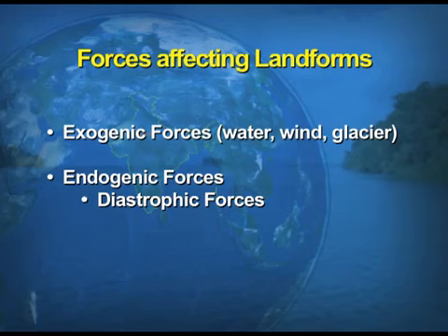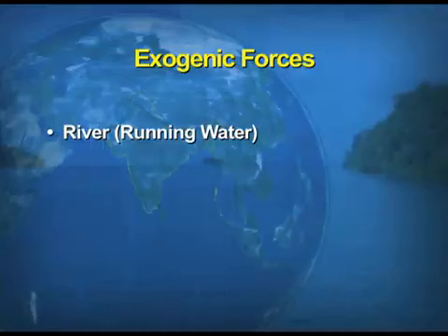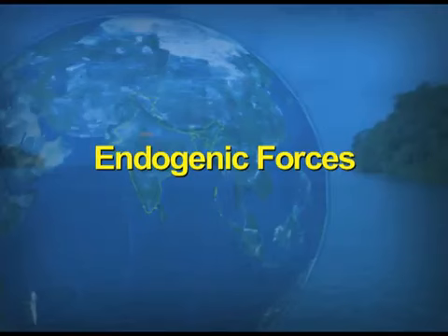Now, the forces which affect the landforms. Here is a diagrammatic view of the classification of all the forces. First we take up the exogenic forces. Since these forces work on the surface of the earth, there are certain agents which help them work. For example, river, which is also known as running water, the wind action or the glaciers, they are the agents.